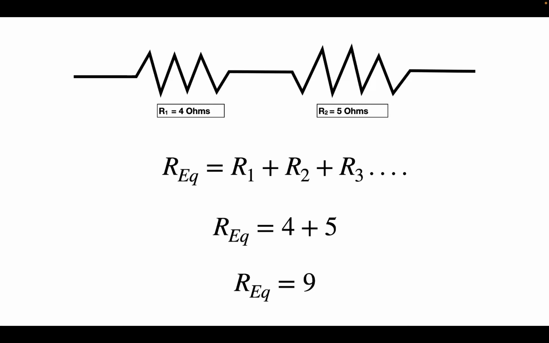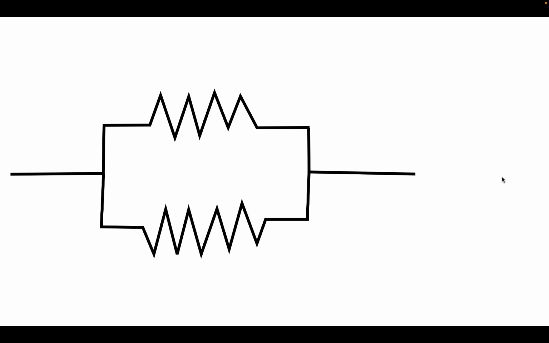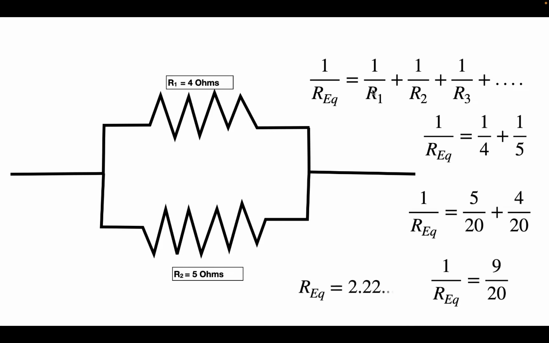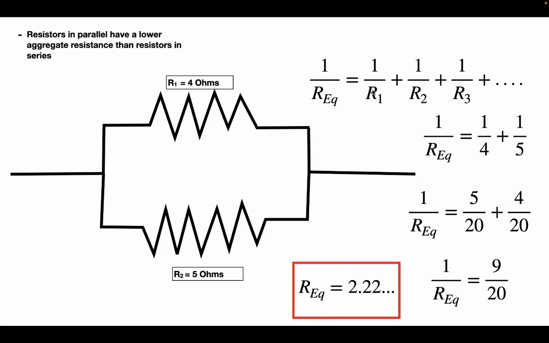So now let's compare this series circuit to a similar circuit, but in this case we're going to have the resistors in parallel. When we do that, we see something here like this. Let's just say this is resistor 1 with it being 4 ohms and this is resistor 2 being 5 ohms. What would be the equivalent resistance in this case? Well, you would have to use a completely different equation, and this equation would be the following. What you would do then is plug in the values, and what you would get is an equivalent resistance of 2.22222. So the main point here is that resistors in parallel have a lower aggregate resistance than resistors in series.